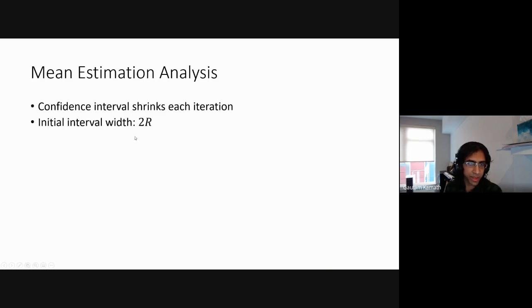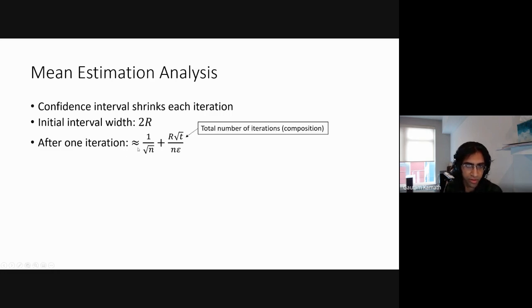So the initial interval width is going to be 2R, roughly. And after 1 iteration, the interval's width is going to be roughly this wide. These are the 2 different sources of error. Remember, when we draw the interval, we have 2 types of error which make up the width of the interval. The first is the non-private error. The second is the private error.